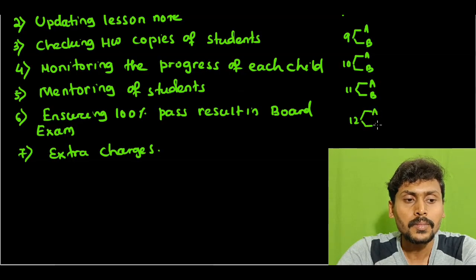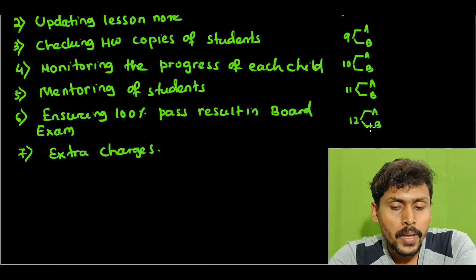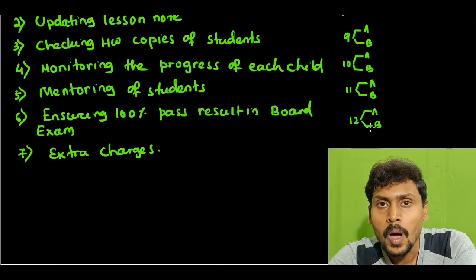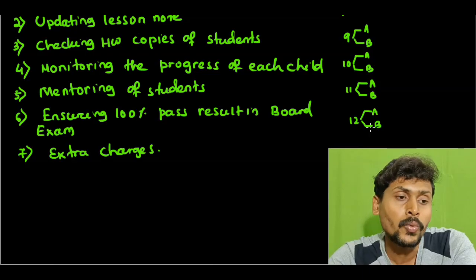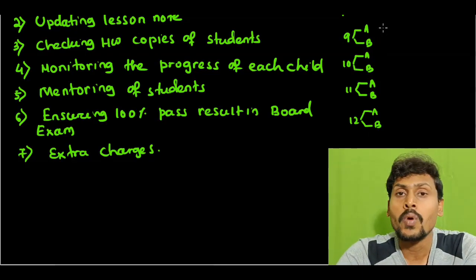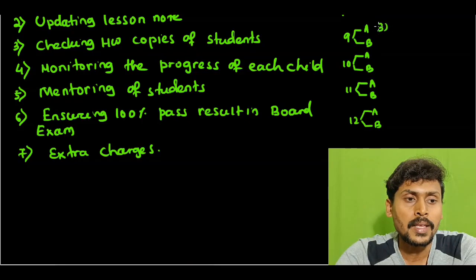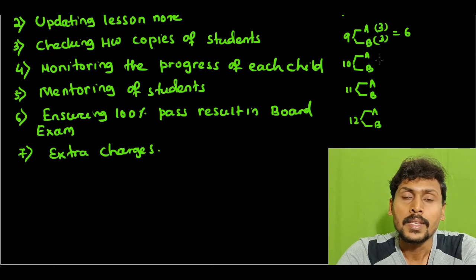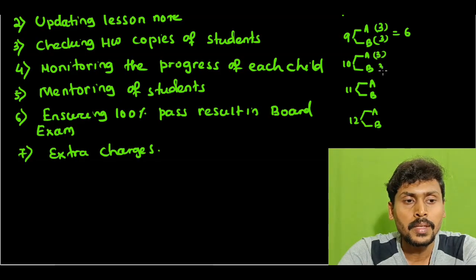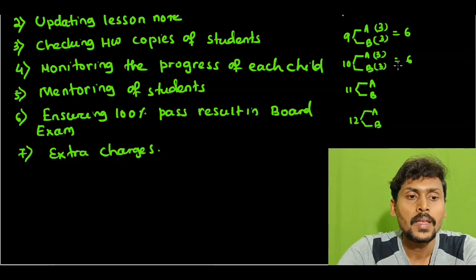Okay. So, if you are a PGT physics or PGT chemistry or PGT biology, how many classes do you have to take in 1 week? So, in class 9th, for each section you have to take 3 classes. 3 classes for A, 3 classes for B. So the total is 6. Similarly in class 10th also, 3 classes for A and 3 for B, again 6.